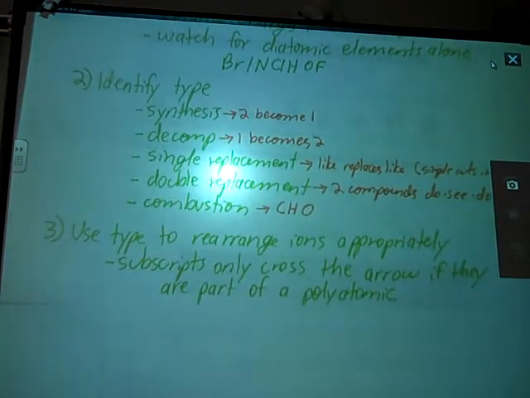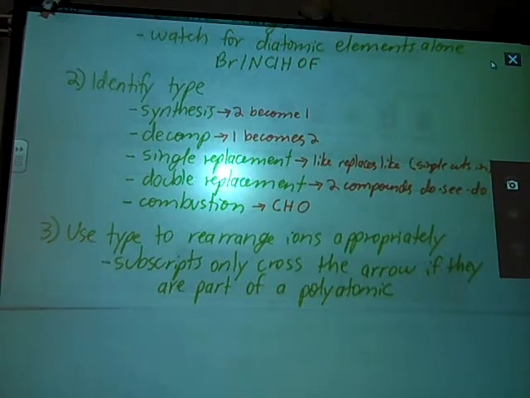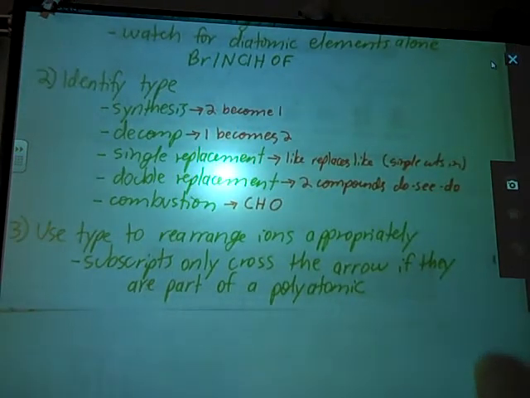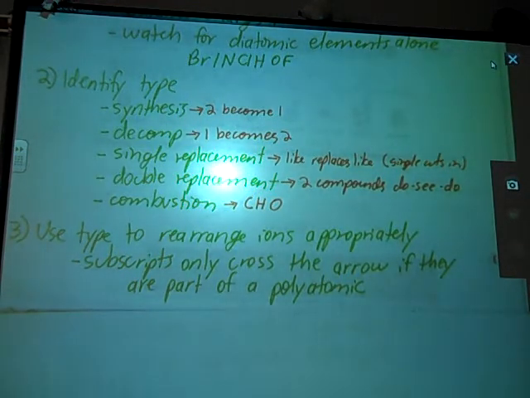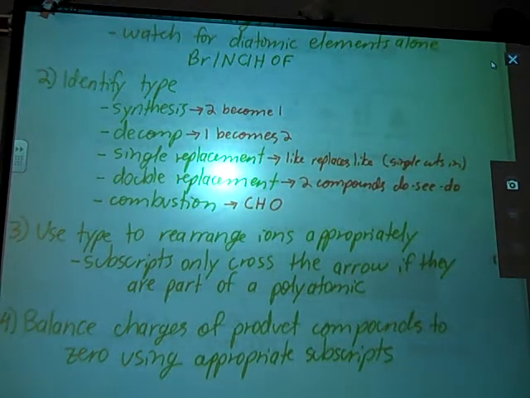Our third step is to use that pattern to rearrange our ions appropriately. Now be careful. Subscripts present on the left side, the reactants side, can only cross the arrow to the products side if they are part of a polyatomic. Otherwise, thou shalt not pass. So, if you have an ion sheet, be sure to keep it handy and double check subscripts for presence on the ion sheet. Not on the ion sheet, no dice. They don't get to come.